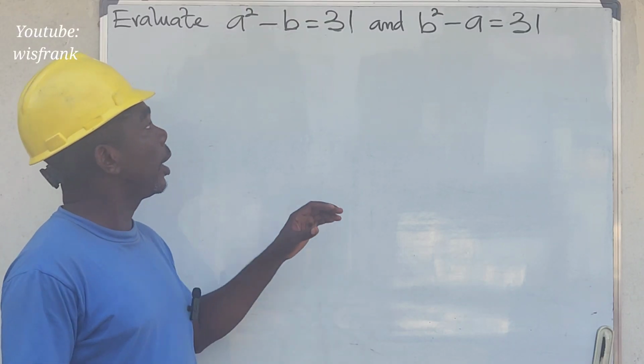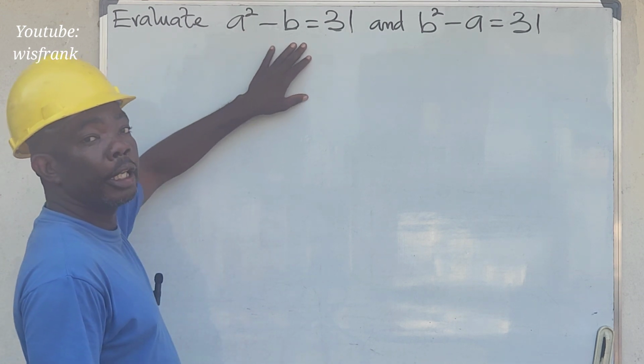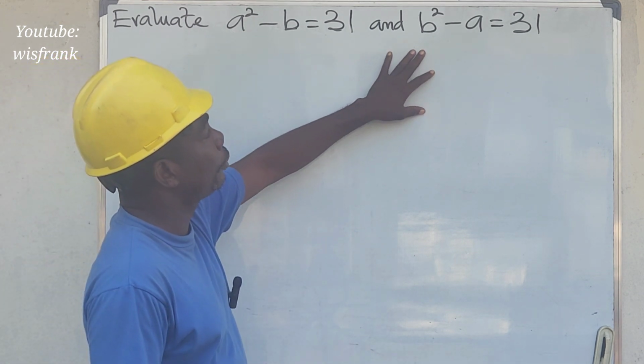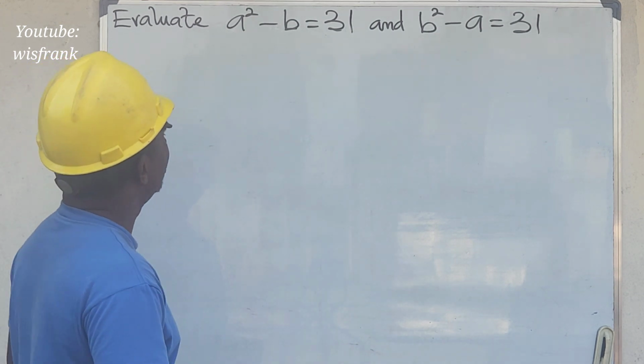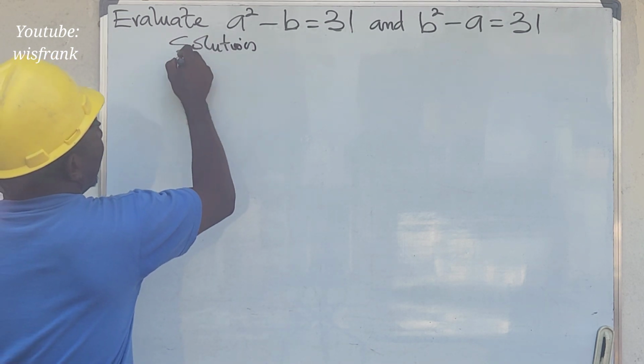For today, we are looking at this question. It says, evaluate a to the power of 2 minus b equals 31 and b to the power of 2 minus a equals 31. So we are going to evaluate that to find the value of a and b.